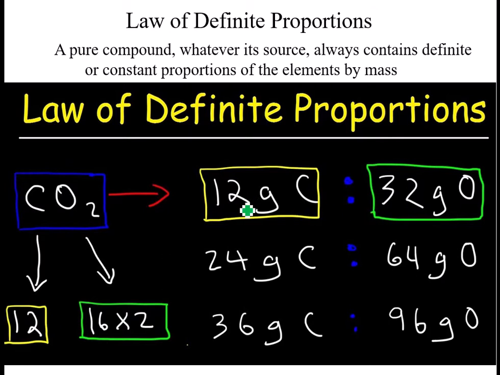If I double the 12 to 24, that means I need to double the 32 to 64. If I multiply the 12 by 3, I get 36. And if I multiply the 32 by 3, I get 96. So this proportion stays constant. So I want to show you a little bit more of this example.